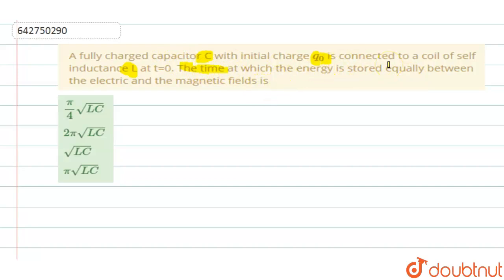So what they are doing is connecting a charged capacitor with an inductor. It is just like your LC oscillations, right? They will connect one charged capacitor with an inductor like this. Initially the charge will be maximum in this capacitor. So at time t equals 0, the charge is maximum, and the charge in the capacitor will be Q equals Q0 cos omega t.